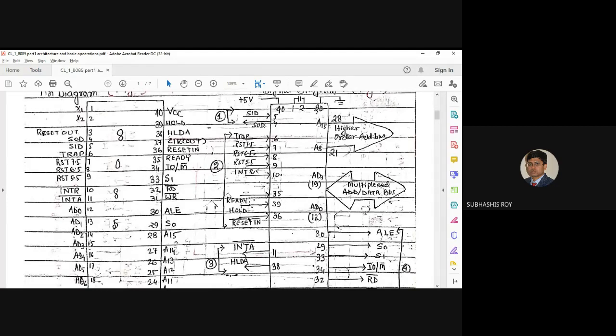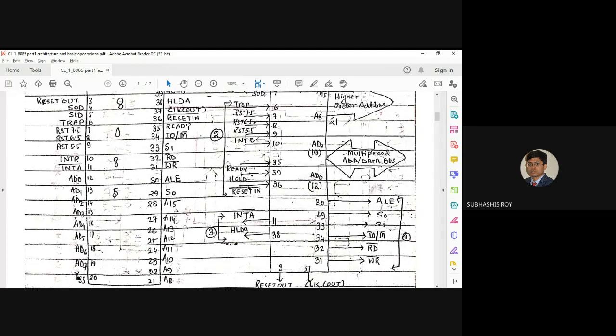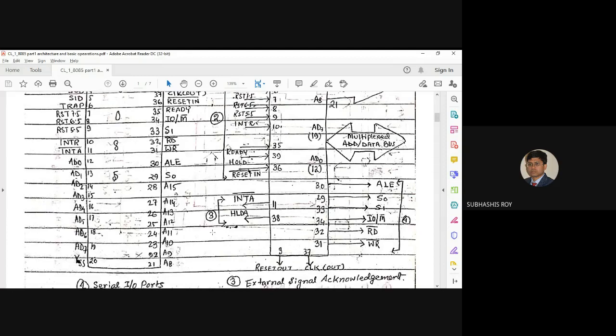READY is also coming from external devices. HOLD, coming from external devices. RESET IN, this signal is also coming from some external switch or external device. Then group number 3. What is group number 3 for? It is the acknowledging group, external signal acknowledgement.